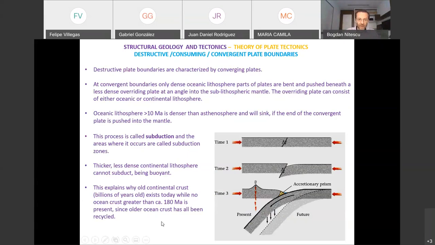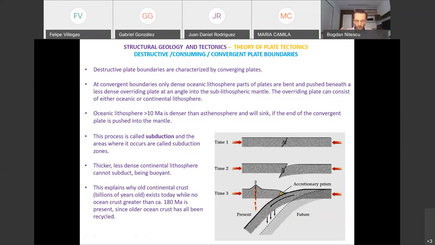There are people who did calculations and they say that once the oceanic lithosphere gets older than 10 million years, it becomes denser than the asthenosphere. So it has the conditions to sink if it encounters a convergent boundary. This process we call subduction, and the zones where it occurs are the subduction zones.